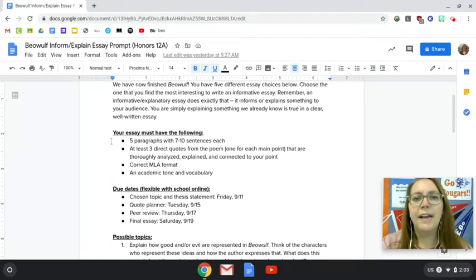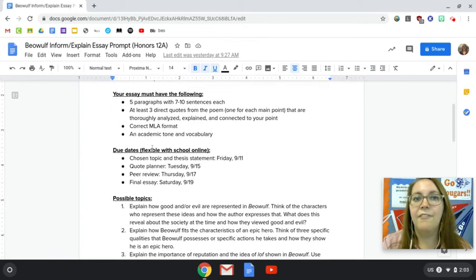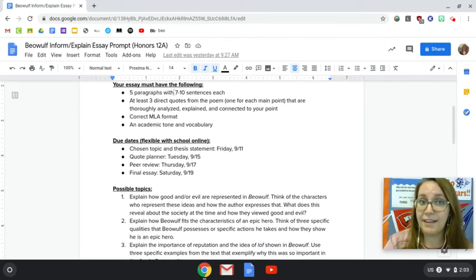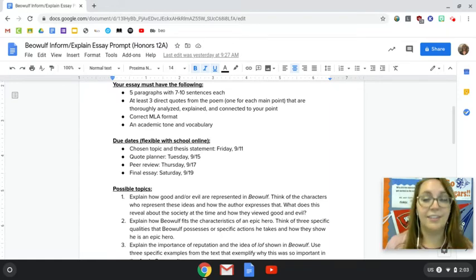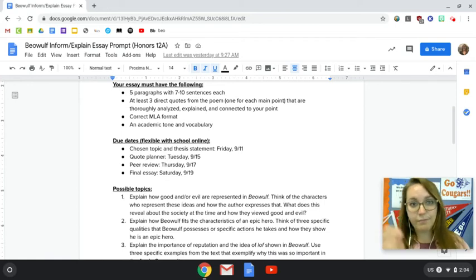So your essay must have 5 paragraphs with 7 to 10 sentences each, at least 3 direct quotes from the poem, at least. You can have more if you want, but you have to have one for each main point. You also have to analyze, explain, and connect those to your point. And we'll have another assignment to practice doing that and to see what that doesn't look like as well.